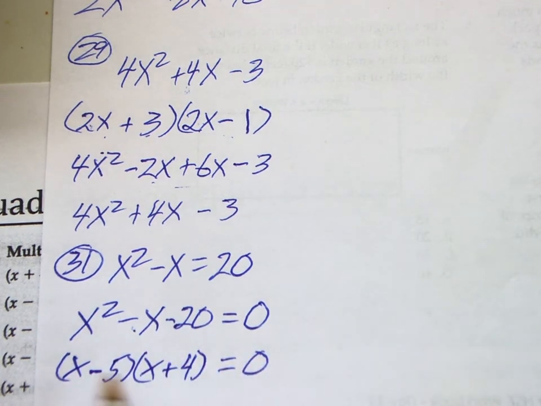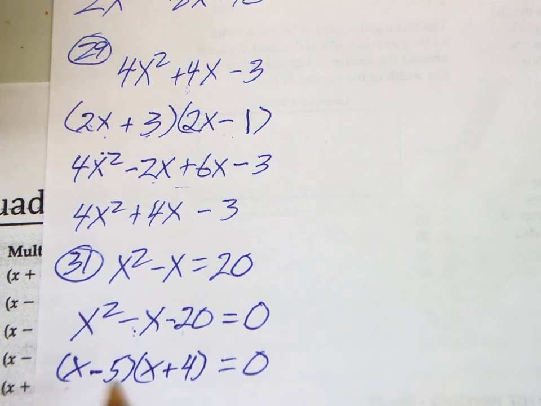Now you can see, I'll get x squared, I'll get minus 20, I'll get minus 5x and plus 4x. Minus 5x plus 4x is minus 1x. So this works. Now this is equal to 0. This times this is equal to 0. When is this equal to 0? When this is 0 or when this is 0.